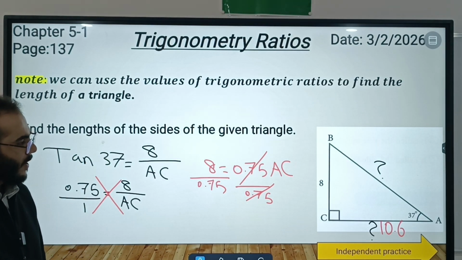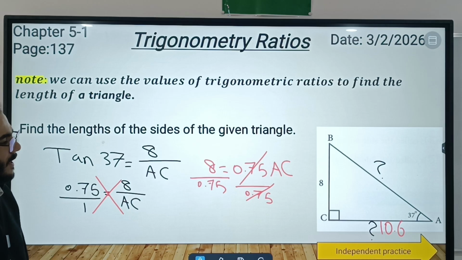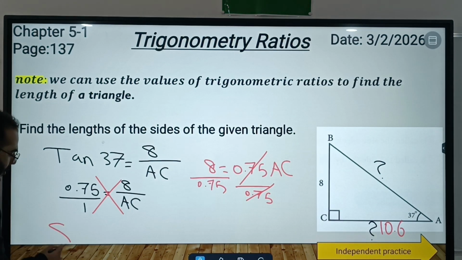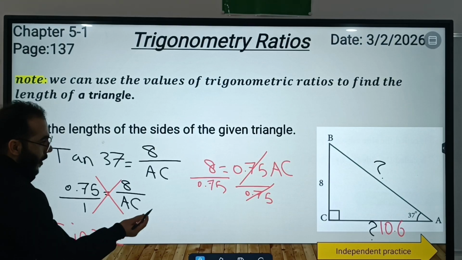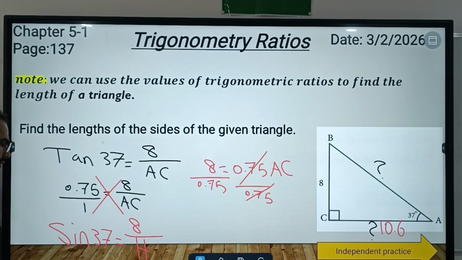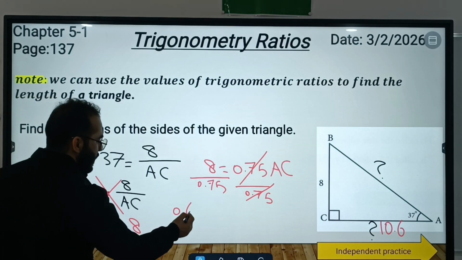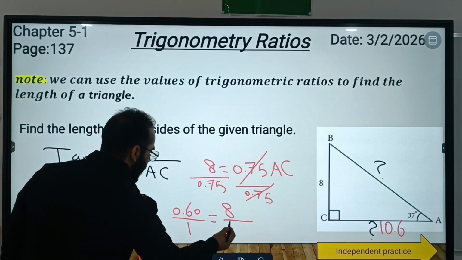Perfect. So right now we can use another trigonometric ratio in order to find the hypotenuse. Well, I'm going to go with sine. You can go with cosine as well. So sine 37 equals opposite over hypotenuse, 8 over hypotenuse. I will write h instead of hypotenuse, which is AB. So sine 37 equals 0.60, 0.60 over, of course, 1 equals 8 over hypotenuse.